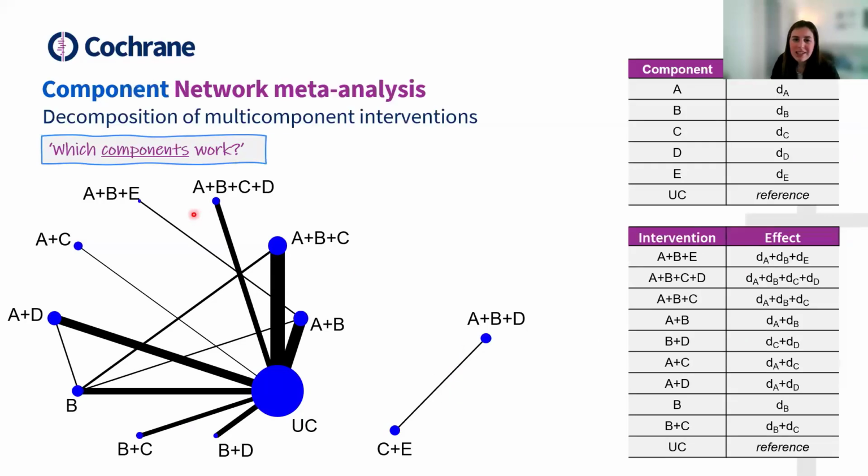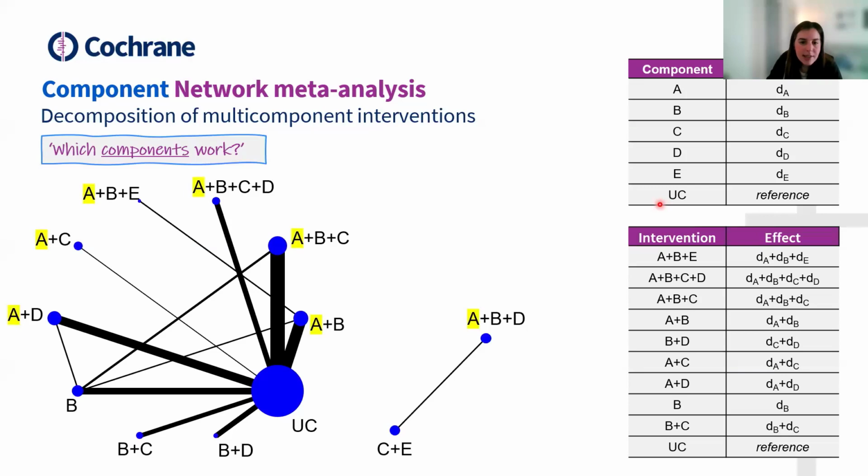In component network meta-analysis, the whole idea lies in the decomposition of the multi-component interventions. So as I said before, we are interested in which components work. So we first estimate the effect of each of the components versus the reference, which is the same here. And we use these effects to calculate the effects of interventions by summing the components' effects. For example, the effect of A plus B plus C of this intervention is equal to the effect of component A, that was calculated over here, plus the effect of component B plus the effect of component E.